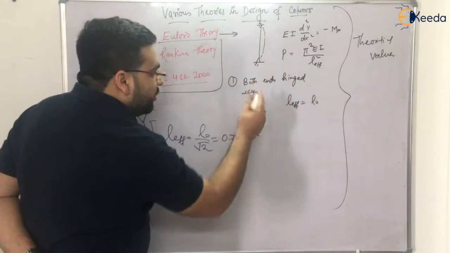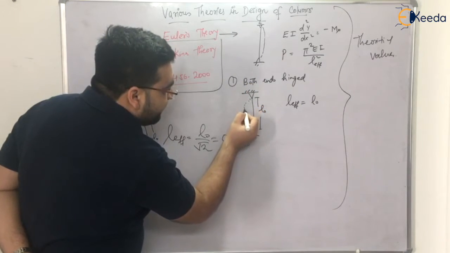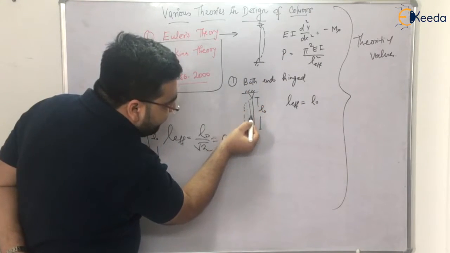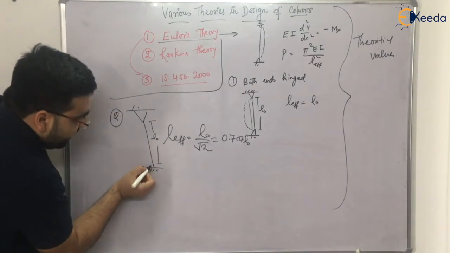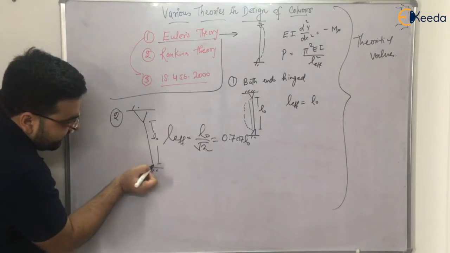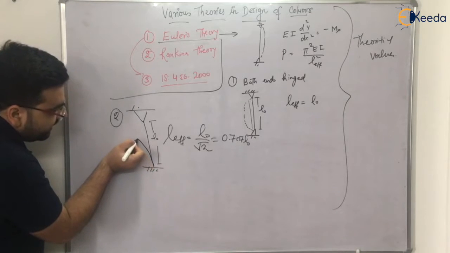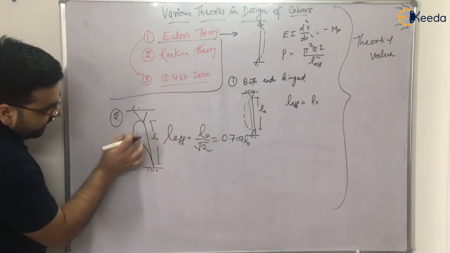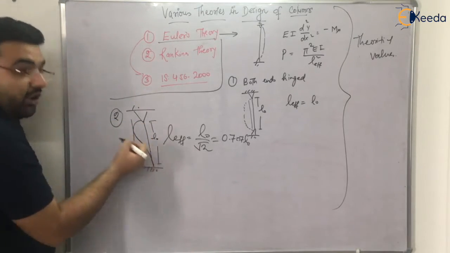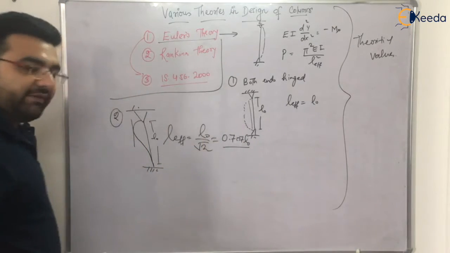So if you apply some load, the deflection will be like this. So you can see that this is the effective length, right? If you apply some load here, the deflection will be like this because it is fixed from here. Obviously the distance is small as compared to L naught. So it is 0.707. Clear?